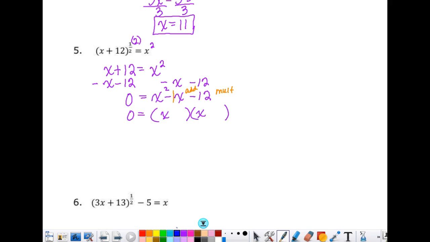Okay, so what do we get? Yeah, a negative 4 and a positive 3. So x equals what? 4, and x equals negative 3. Okay, so when you have an x squared, you're going to get 2 answers. Okay, 2 answers.